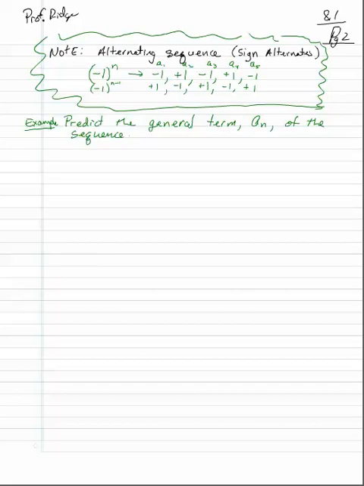Okay, let's try now doing the other direction. Let's predict the general term of the sequence. I'm going to give you the sequence, and you're going to try to predict the general term. So if I gave you like 3, 9, 27, 81, 243, what would the next number be? If you can figure that out, then you can figure out what the general term would be. So a sub n would be equal to what?